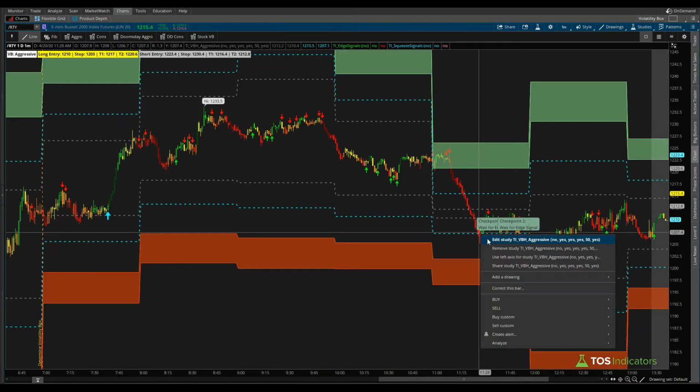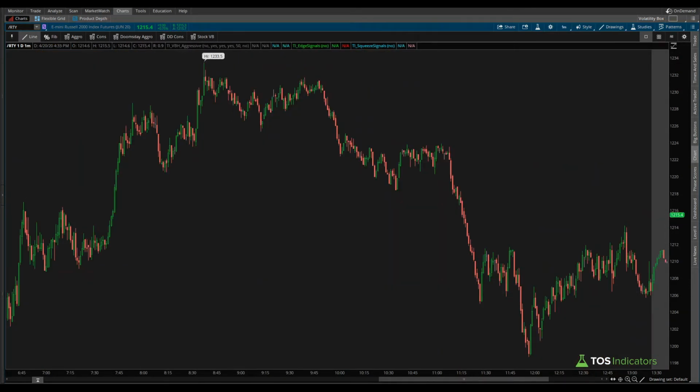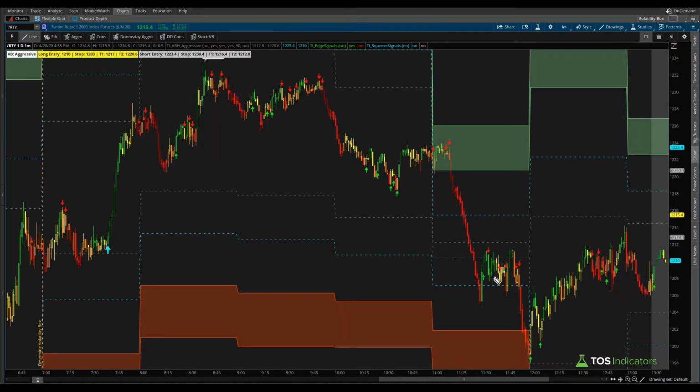So if we turn this off just so you can see the edge signal in itself, you should then be able to see that we did in fact have an edge signal after the breach right here before we had the follow through in the opposite direction, and price then did give you an opportunity to enter at the clouds looking for that scalp.